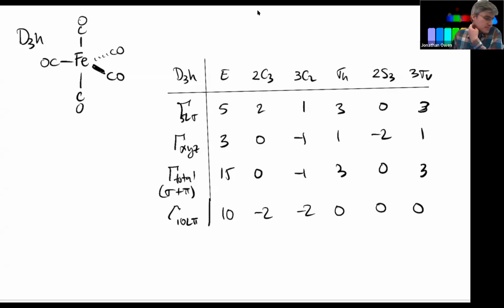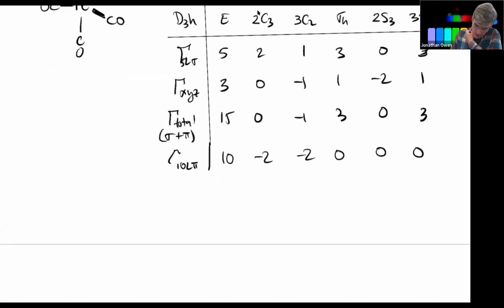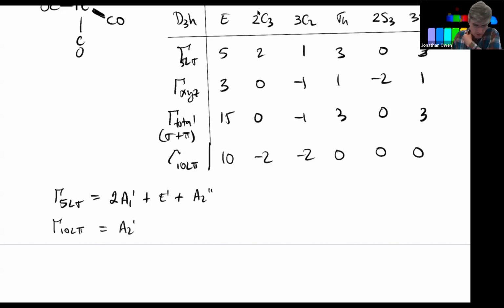Okay, so the 5 ligand sigma turns out to be 2A1 prime plus E prime plus A2 double prime. And the 10 ligand pi turns out to be A2 prime plus A2 double prime plus 2E prime plus 2E double prime.